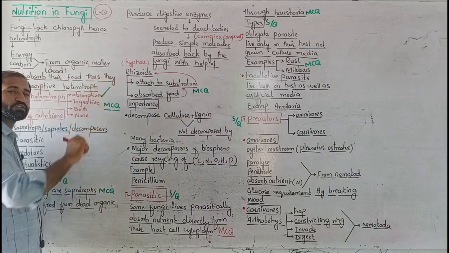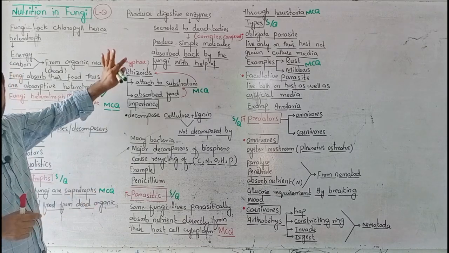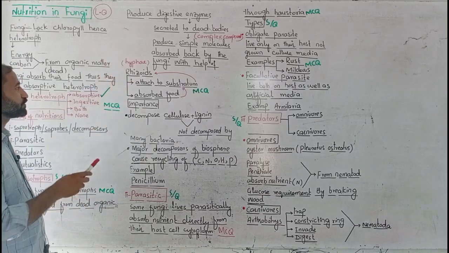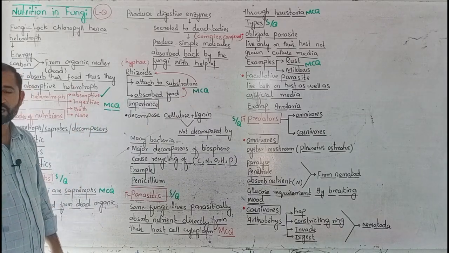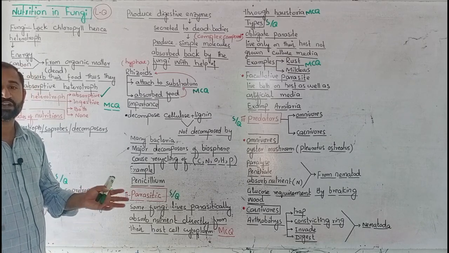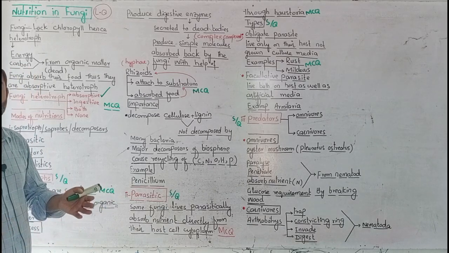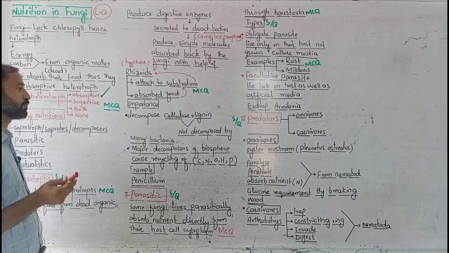Next, that was the process of decomposition, that is, how decomposition by fungi takes place. That was all about this process. Next one is, what is the importance of this process? Meaning, when fungi are performing the functions of decomposers, what is the importance of this process, or what is the importance of fungi functioning as saprobes?